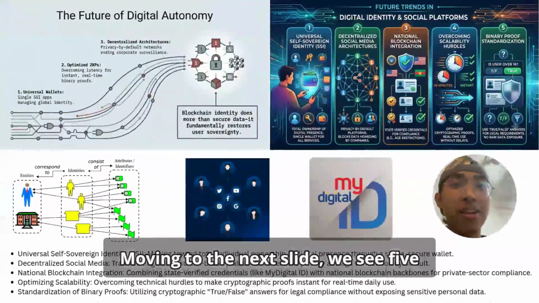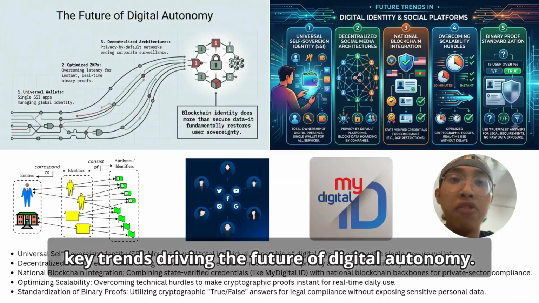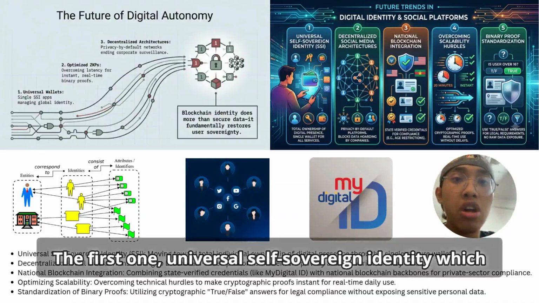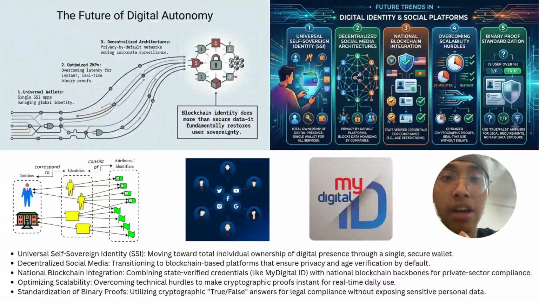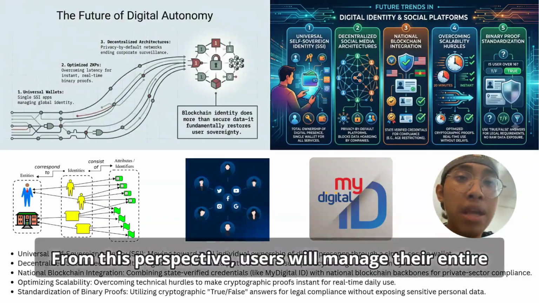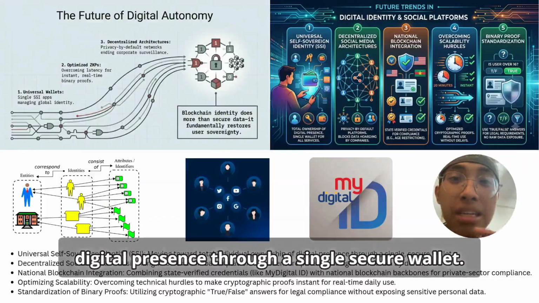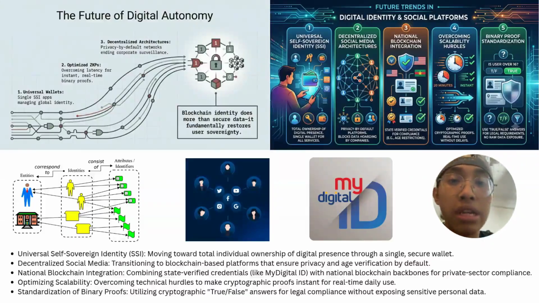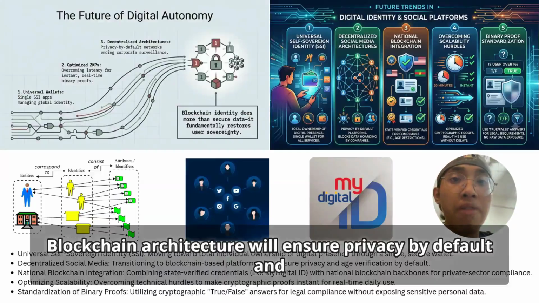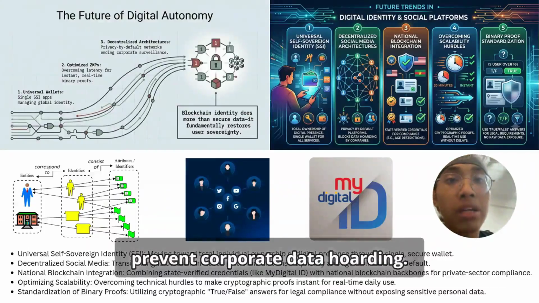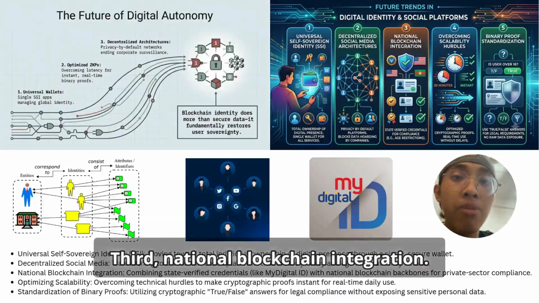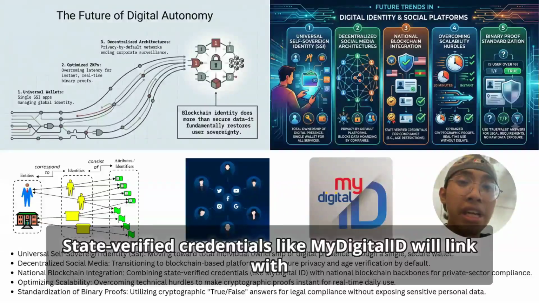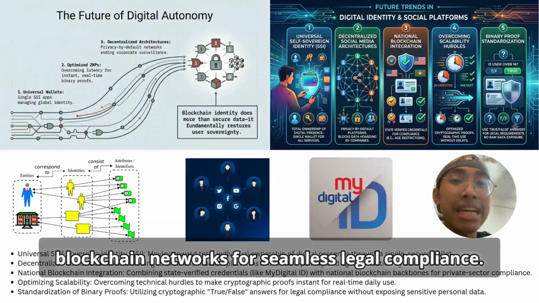In short, while the cryptographic security is exceptional, the computational overhead and reliance on external infrastructure currently present significant bottlenecks. Turning to the next slide, we see 5 key trends driving the future of digital autonomy. The first one, Universal Self-Sovereign Identity, which is shortened to SSI. From this perspective, users will manage their entire digital presence through a single secure wallet. The second one is decentralized social media. Blockchain architecture will ensure privacy by default and prevent corporate data hoarding. Third, national blockchain integration. State-verified credentials like My Digital ID will link with blockchain networks for seamless legal compliance.